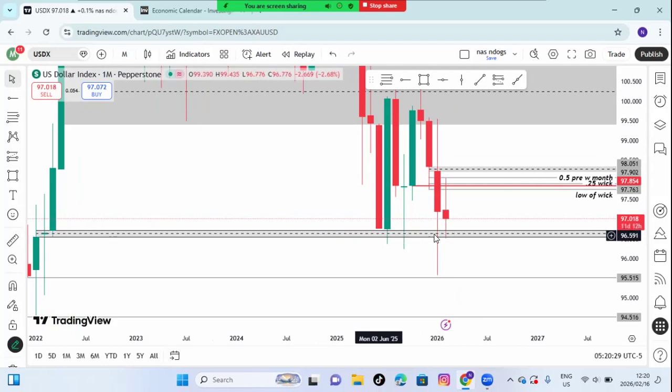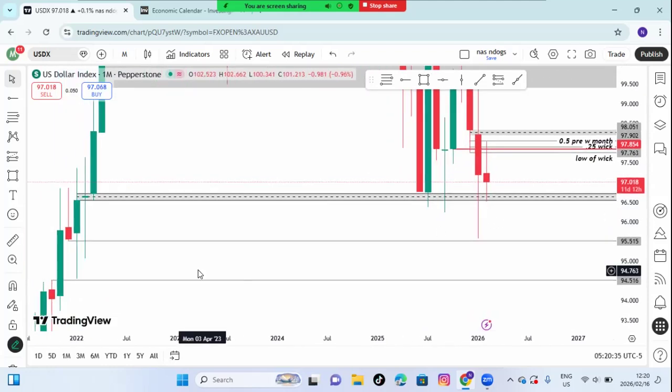This volume imbalance now, I like to see it being taken over. Use it to go in here. This fair value gap here with a wick.